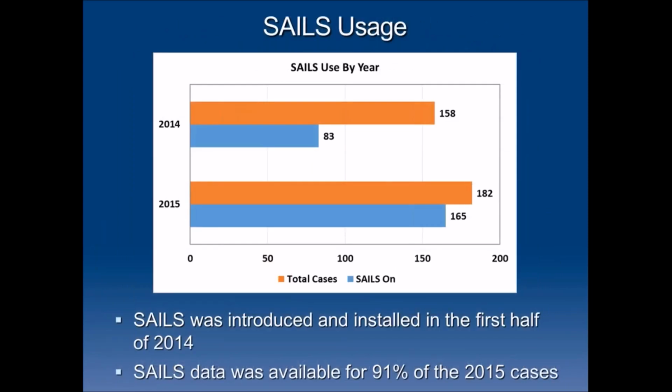The last thing, SAILS usage. SAILS was introduced in the first half of 2014, and so for the unwarned cases, there were only 83 cases where we saw that SAILS was on, but a lot of that could be the fact that SAILS just wasn't available at that time period. However, a good note is that as we got into 2015, a large percentage, 91%, of the 2015 cases had SAILS turned on. It might not necessarily always have been in the right strategy as far as SAILS usage versus 1, 2, or 3, but it was being used, so that's a positive thing.